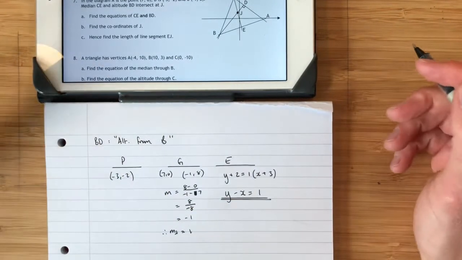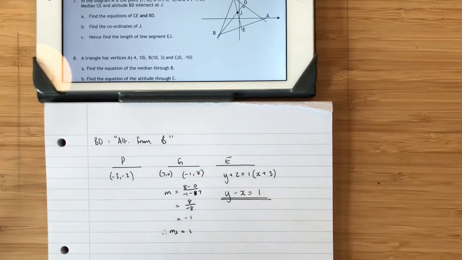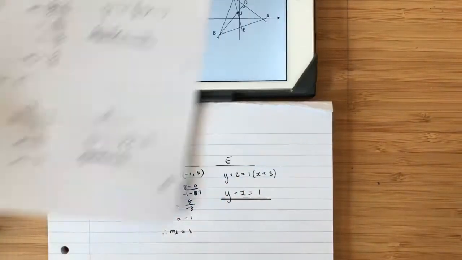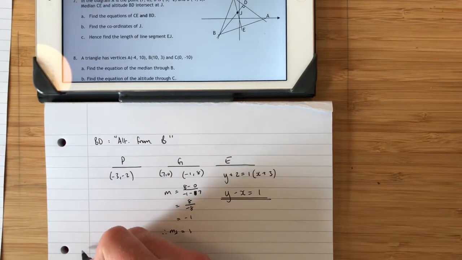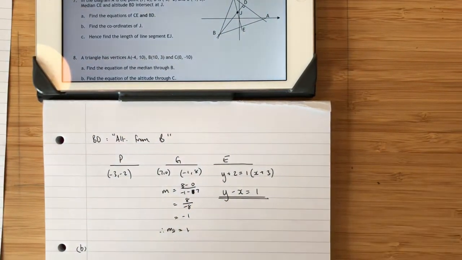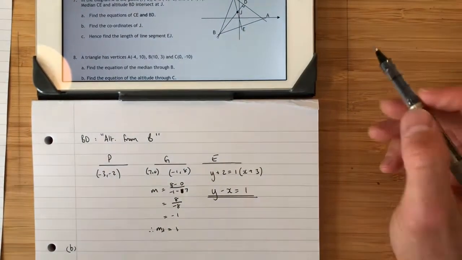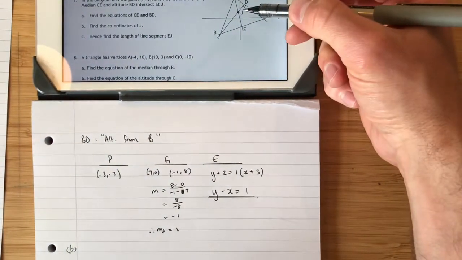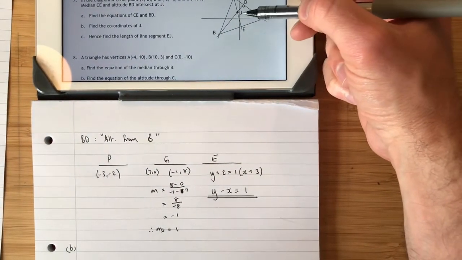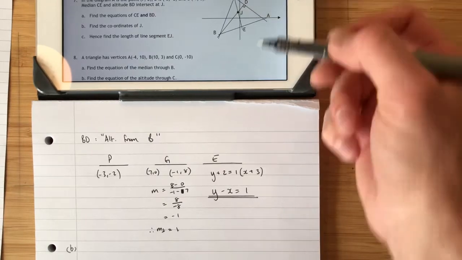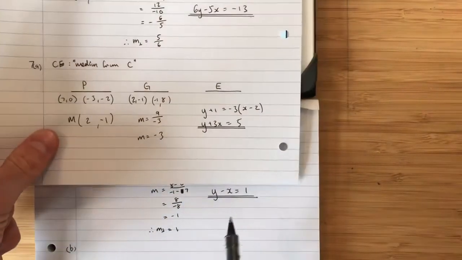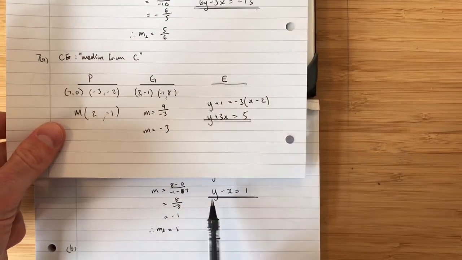Okay, so part A was find CE and BD. We've done both of them. There's CE, there's BD. Right, for part B, the question is saying find the coordinates of J. Well, the coordinates of J, we were told, were the points of intersection between CE and BD. So it's that point there.